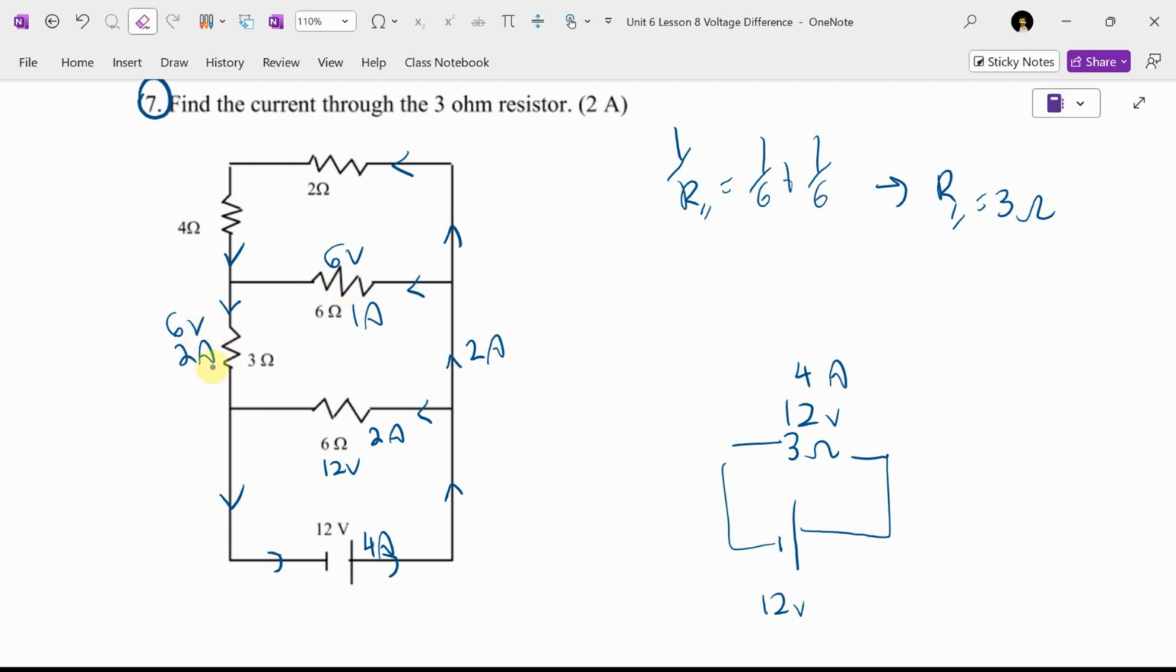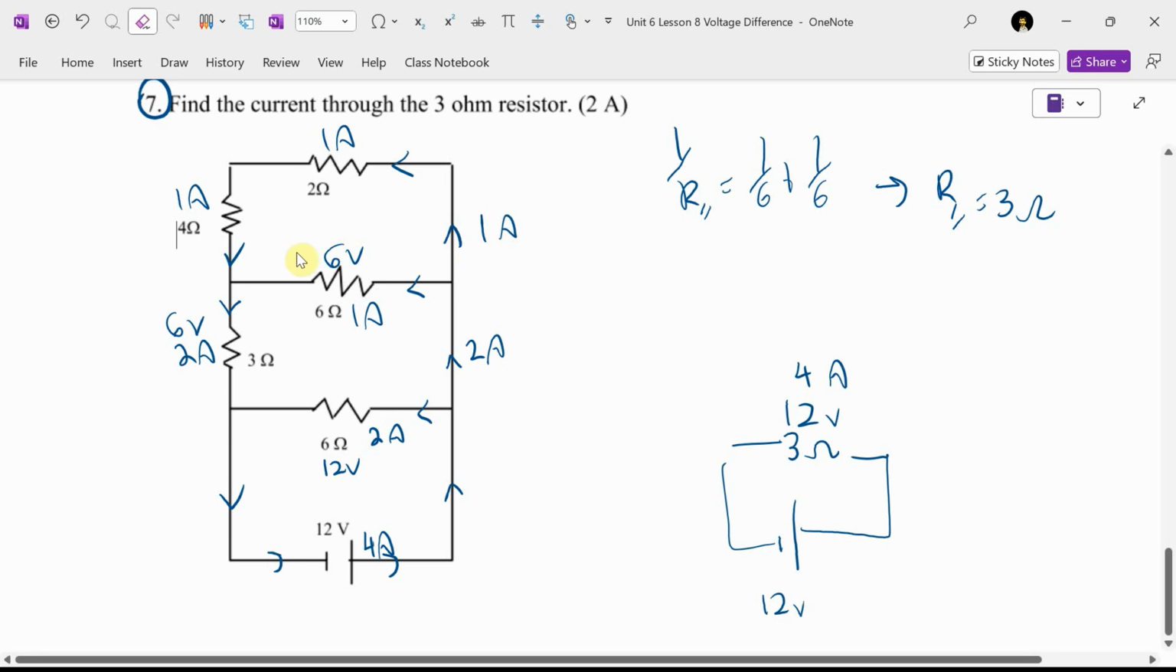By the way, I'm done. The current through the 3 ohm resistor is that way. But just to fully solve this, this must be 1 amp, 1 amp, 1 amp, 4 volts, 2 volts. So I did have to rewrite this.